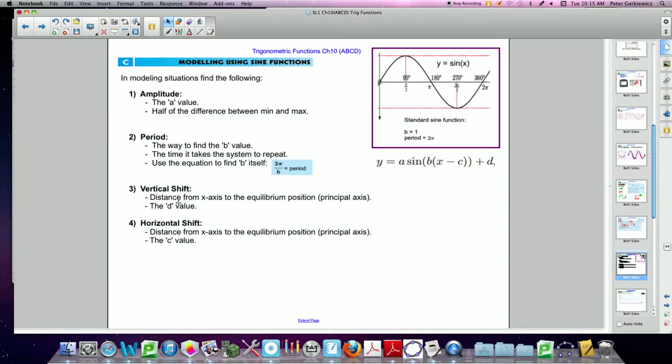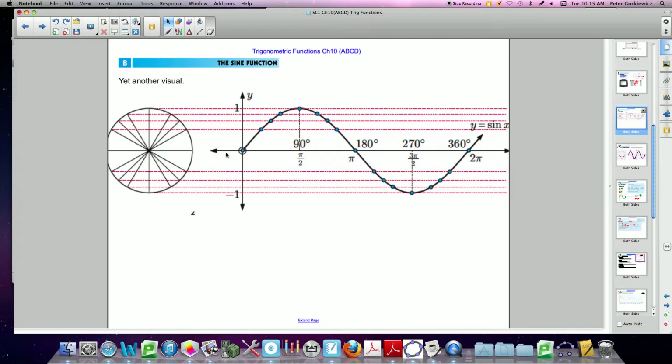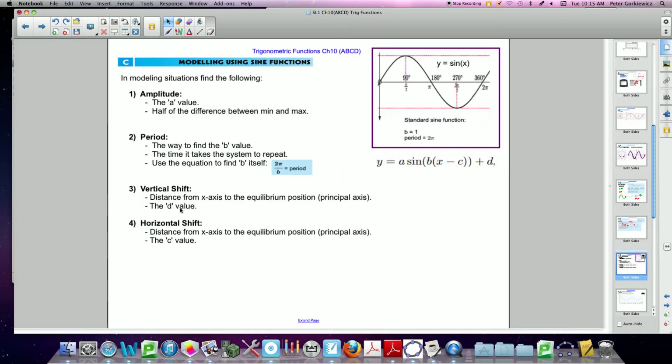You need to find the vertical shift. Usually on these equations, the equilibrium point is at 0. So you got to figure out where the equilibrium point is, up or down, above or below that, and just add or subtract to the end, and that's your D value. And then I think the hardest part is this horizontal shift, moving it back and forth to get it lined up right, and we'll talk about that too.